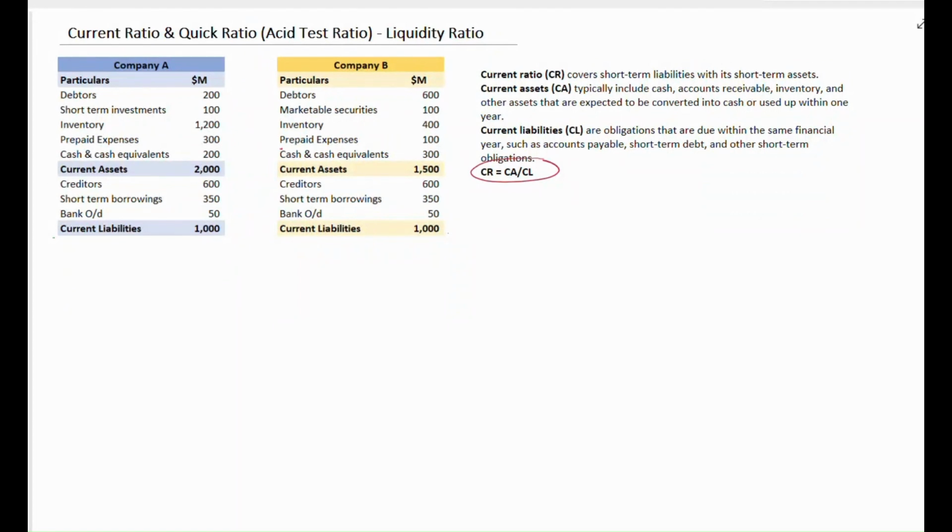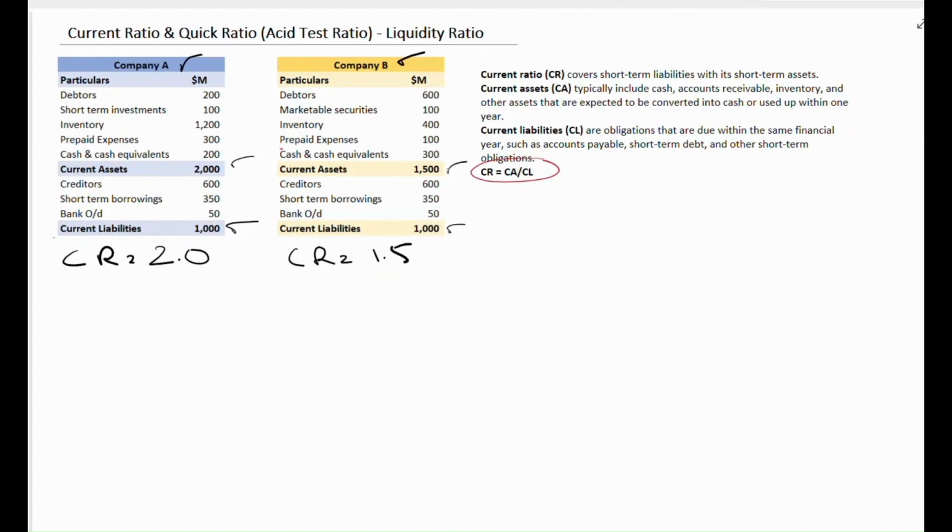Now here we have two companies, company A and company B. Let's quickly calculate the current ratio for both of these. Okay, so current ratio for company A is 2000 of current assets, 1000 of current liabilities, which gives me 2, and current ratio for company B is 1500 of current assets and 1000 of current liabilities, which will give me 1.5.